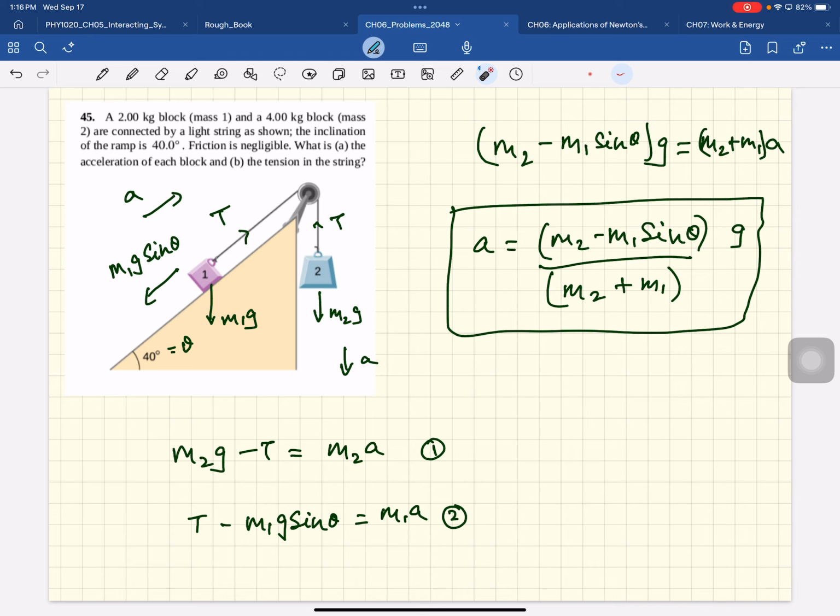You guys understand that for small enough angles, this will always go down and this will accelerate upwards. But if you make this angle large enough, and if the masses are such that this becomes larger than that, then this will accelerate downward. So you can calculate that as well. You can put in all the masses, calculate the acceleration, and then put that back in there and calculate the tension. So that's part B of the problem.